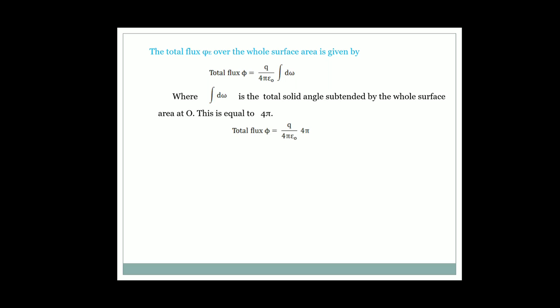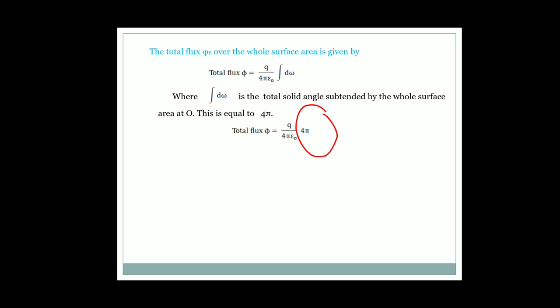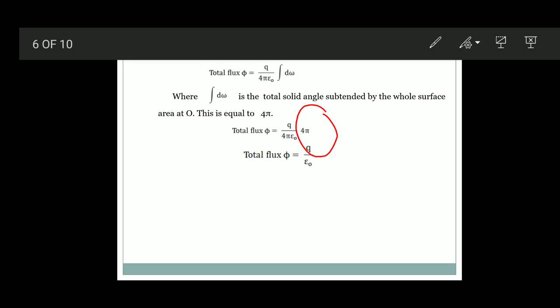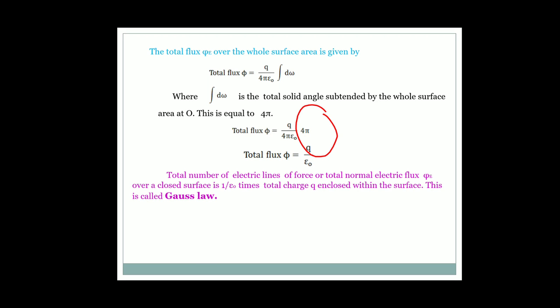Now the total flux phi is equal to q by 4 pi epsilon naught into integration d omega, where integration d omega is equal to 4 pi. Now the total flux phi is equal to q by epsilon naught, because this 4 pi and this 4 pi cancel each other. So from this equation, what can we say? The total flux phi is equal to 1 by epsilon naught times the total charge q enclosed by the surface. So this is called Gauss law.